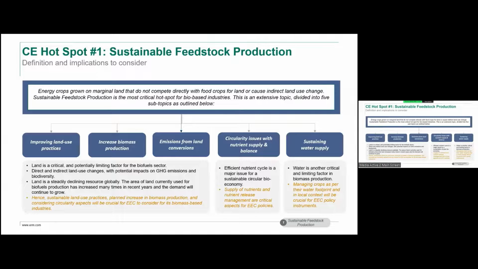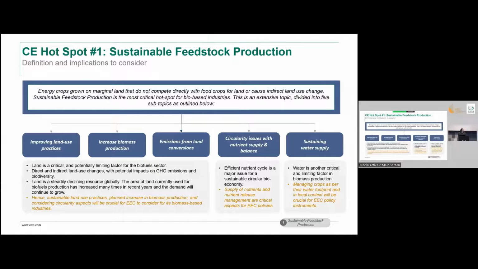Because this topic is very big, it is further divided into these 5 areas. The first three, which is essentially improving land use practices, increasing biomass production, and managing emissions from these conversions, are focused around the land use practices. What we have done in the context of these 3 areas is looking at how EEC and the existing policies can promote multi-use crops, crop rotation, and promoting the use of bio-waste residues for biorefinery expansion.